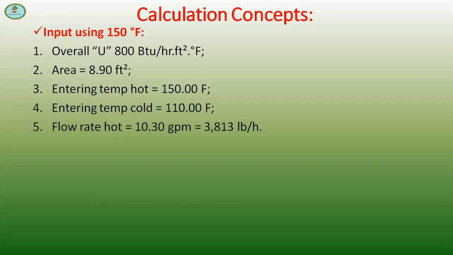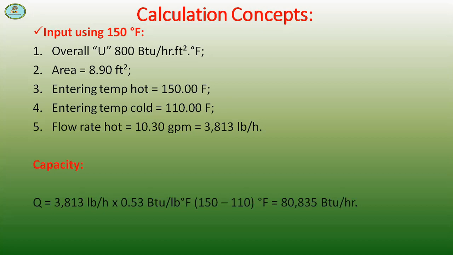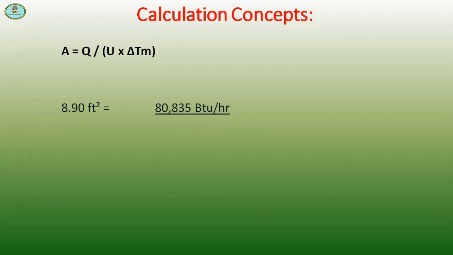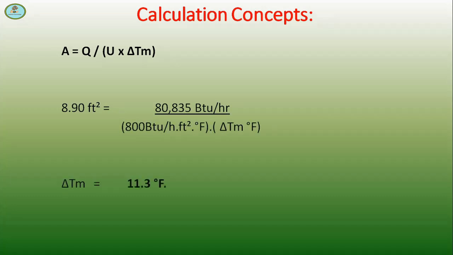So capacity calculation, Q is equal to 3813 into 0.53 into 150 minus 110. So Q is 80835 BTU per hour. A is equal to Q upon U into delta Tm. So 8.90 is equal to 80835 divided by 800 into delta Tm. So delta Tm is 11.3 degree Fahrenheit.